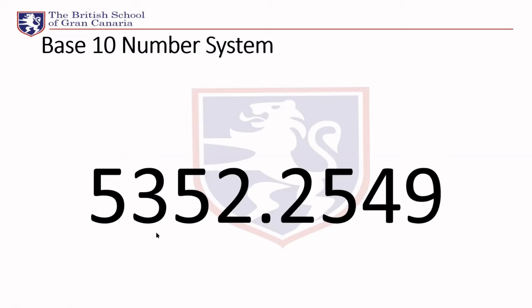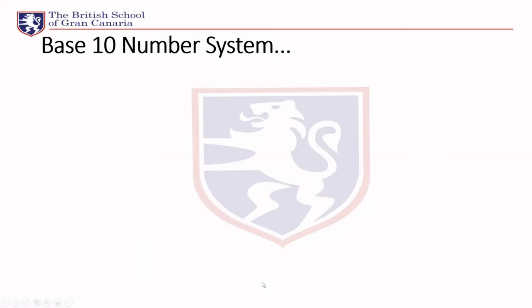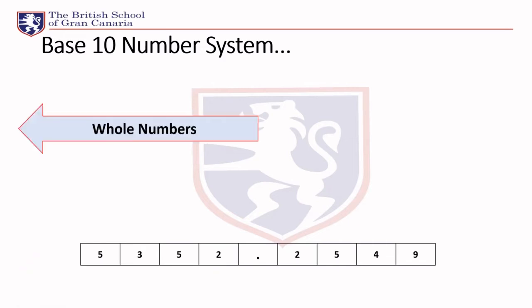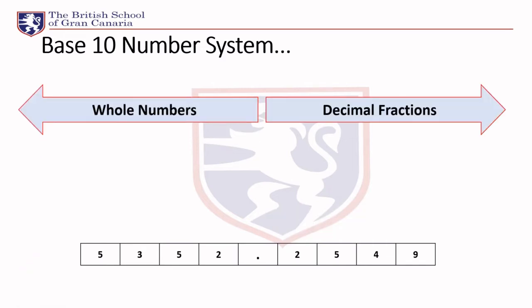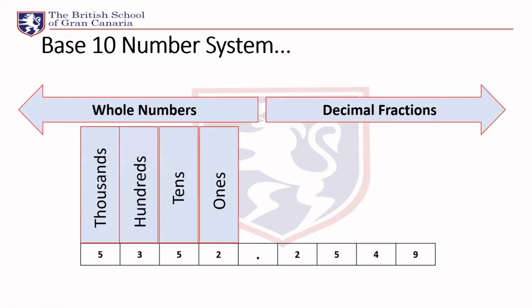For example, if I was to take away these numbers here, that would be 5,352. But then we use the decimal points to represent the smaller values. We've got our whole numbers there, then we've got our decimal fractions. And they go in thousands, hundreds, tens, and ones. That is how it's a base 10 numbering system.